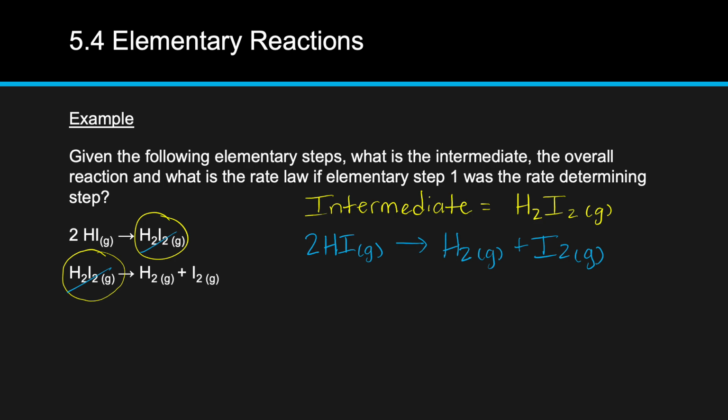And now it says, what is the rate law if elementary step 1 is the rate determining step? Because the first step is our slow or rate determining step, we're only using that first step in our rate law. And remember, with rate law, we're only using our reactants. So whenever it asks you for rate law, you're starting with the word rate. Rate equals k, and then our reactants. In this case, we have HI as our only reactant, and since there are two of them, it's going to be raised to the second power, or second order.